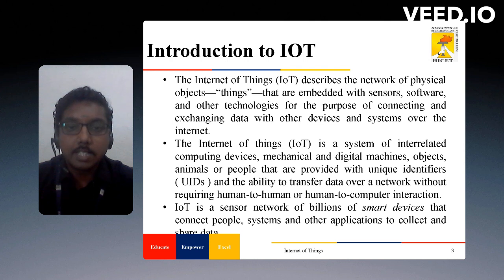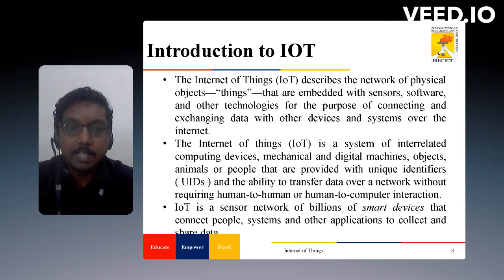So first, what is IoT? IoT is simply the Internet of Things. All the devices, all the things which exist in the world can be connected to the internet. That is called Internet of Things. For this connection, we need sensors, software, and other technologies. With the help of these sensors and software, we connect each and every device to one another. So that is called Internet of Things.